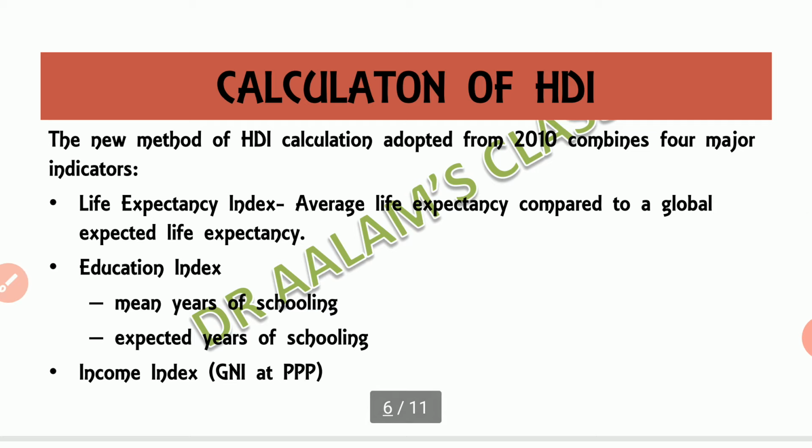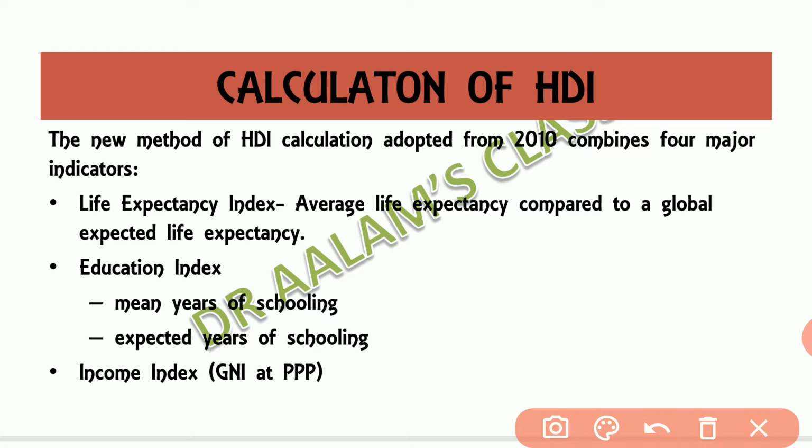So, for the calculation of HDI, you need to know some of the important indicators which are used in HDI. Earlier, there was an old method, and here I am discussing the new method of HDI calculation, which was adopted from 2010. It combines four major indicators. Number one is life expectancy index. This life expectancy index measures the relative achievement of a country in life expectancy at birth.